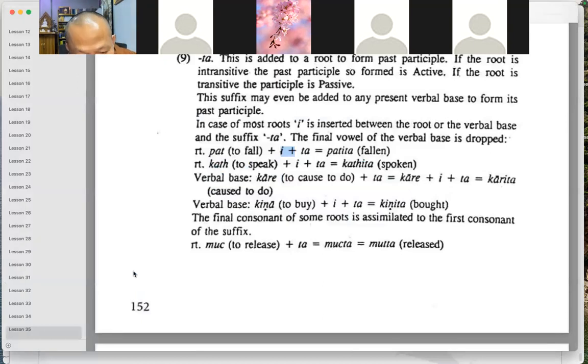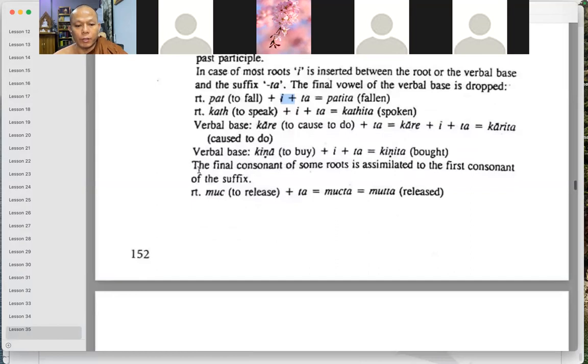And then now, assimilation, you see. So the final consonant, or some rules, is assimilated to the first consonants.